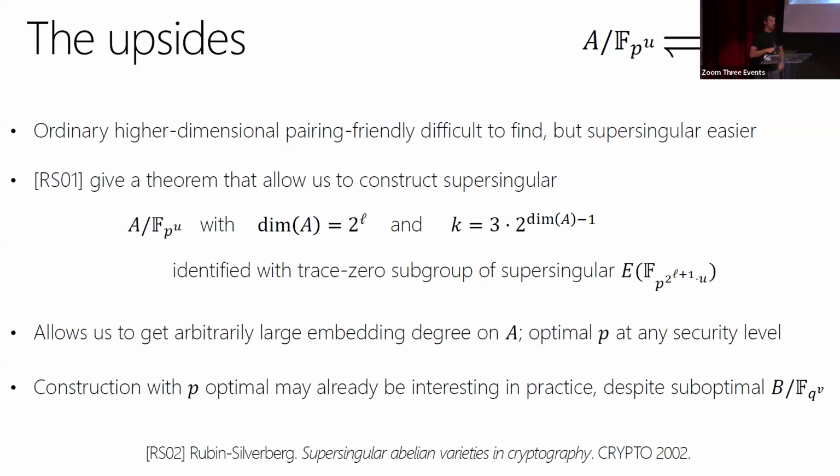One thing I should say is that it might already be interesting in the context of concrete proof systems to look at this construction where P is close to optimal, despite the fact that the variety on the other side, this elliptic curve, is defined over a much bigger field and is definitely suboptimal on the other side.